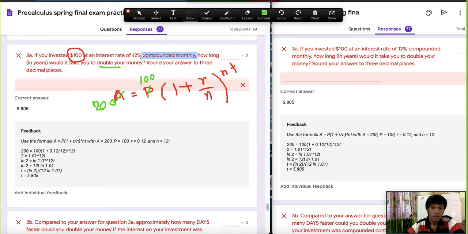Then what is the rate of interest? 12%. So rate of interest will be here. This is r, r means rate of interest. This is 12%. Percent means divided by 100 always. So 12 divided by 100 will be 0.12. Then what is it? Compounded monthly. Compounded monthly means in a year, how many months? 12 months. So 12 will be the n value. The value of n is 12. And we have to find out the value of t here.